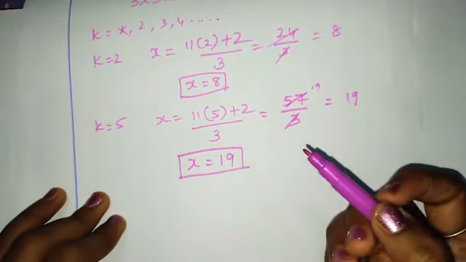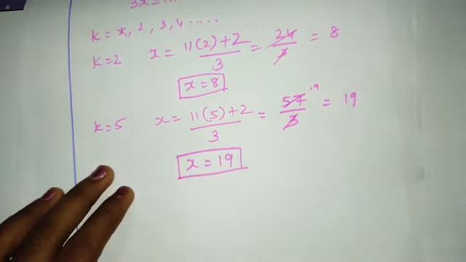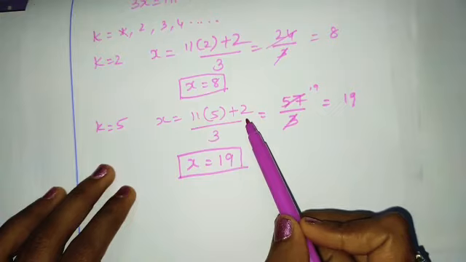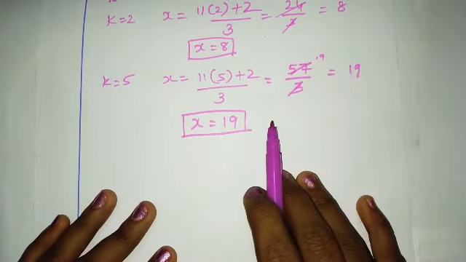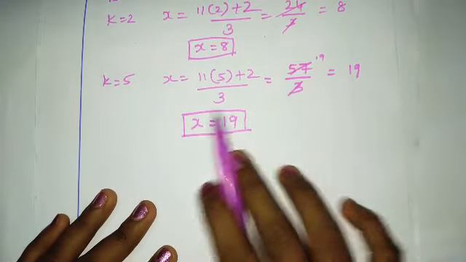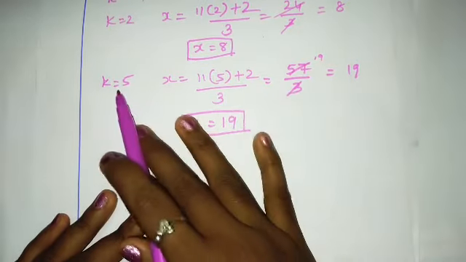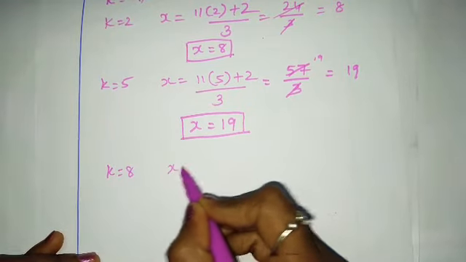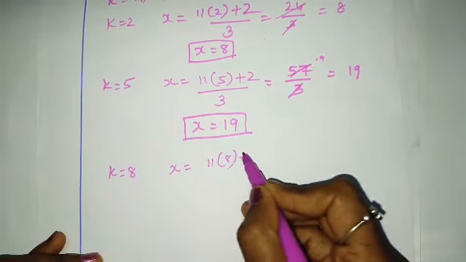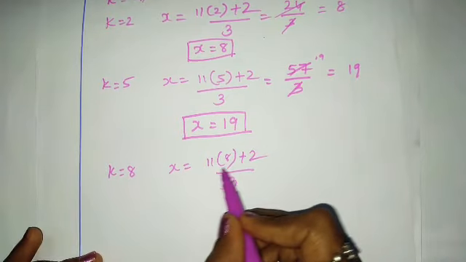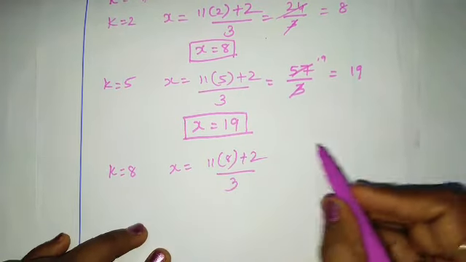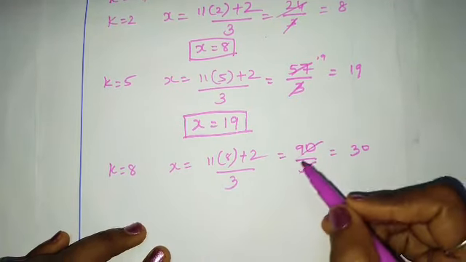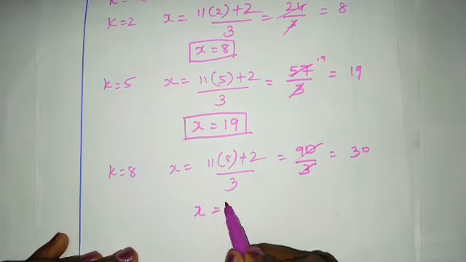Okay, so now you take the next k value. If I put 6 here, 6 into 11 is 66, 66 plus 2 is 68, 68 cannot be divided by 3. Leave that. So now if I take k as 8, it's divisible. See, 11 into 8 plus 2 divided by 3. So 11 into 8 is 88, 88 plus 2 is 90, 90 can be divided by 3, that is 30, correct? So now x is equal to 30.